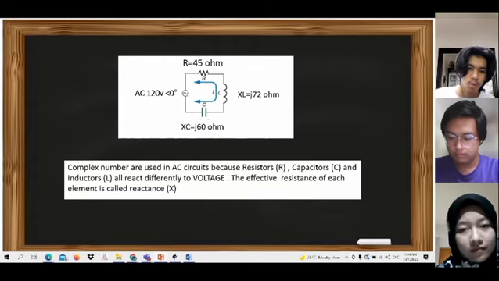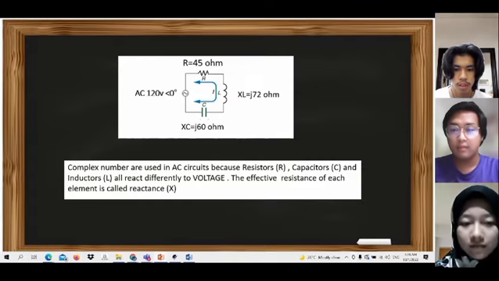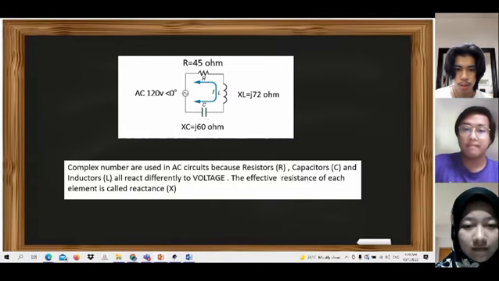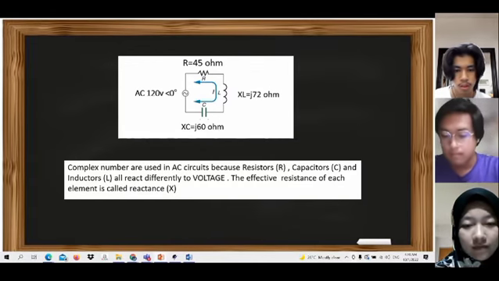Those are stated as the resistor, which is R, at 25 ohms. XL is an inductive resistance, which is represented as j72 ohms, and also a capacitive resistance, which is represented as j60 ohms, and also the alternating current source with 320 volts and 0 degrees.